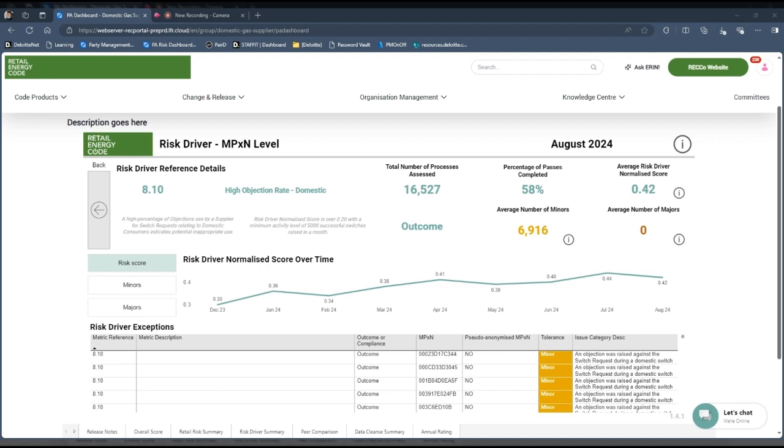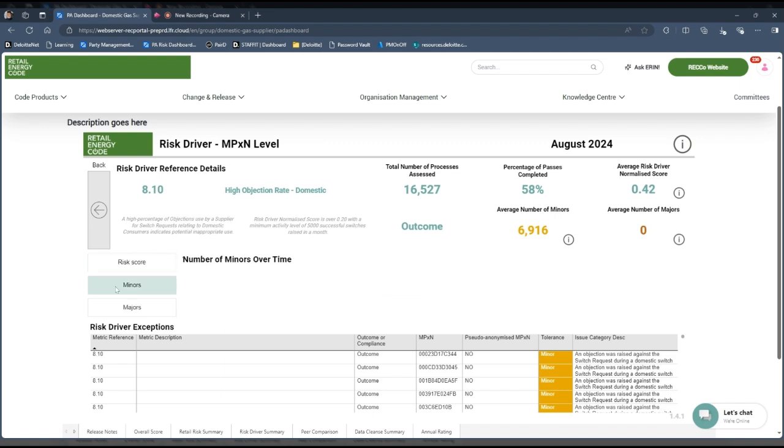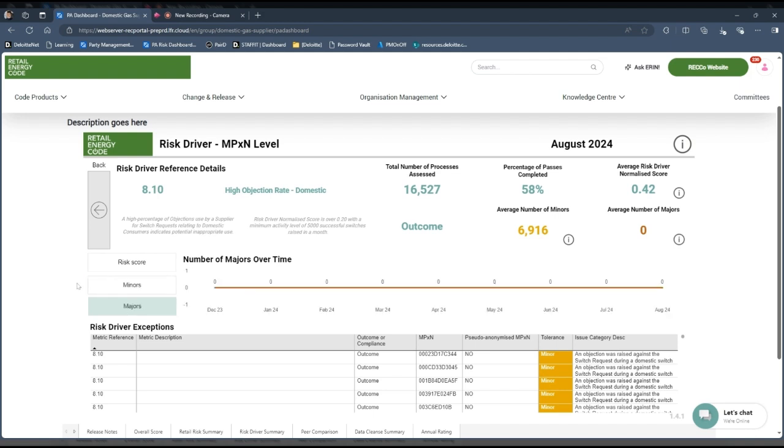I'd look at the number of minors over time firstly. So first I can see the risk driver normalized score over time is increasing. I can see that the number of minors over time are matching this and no major exceptions are contributing to this.